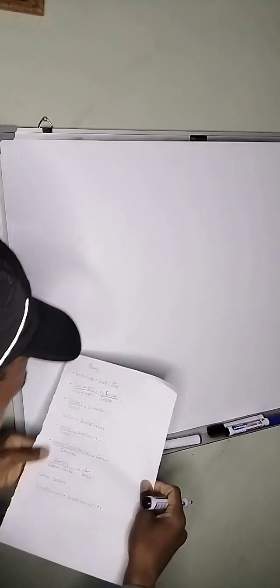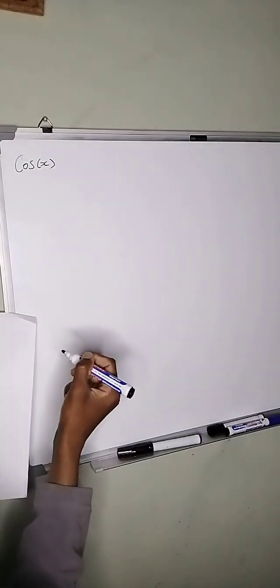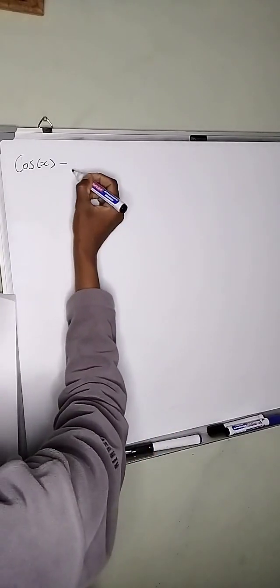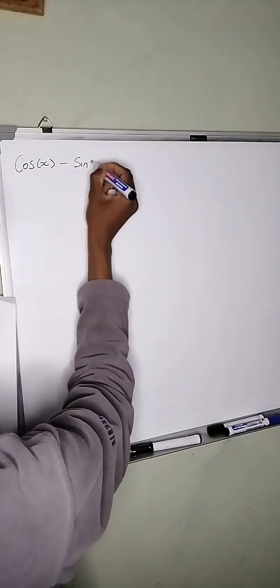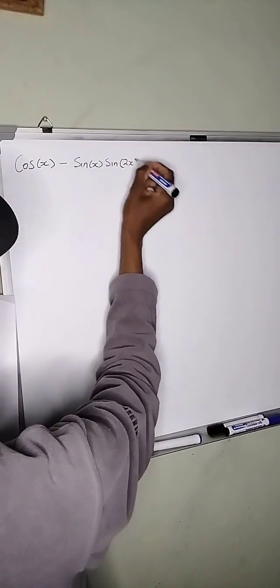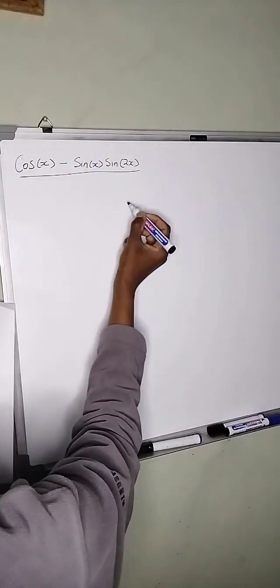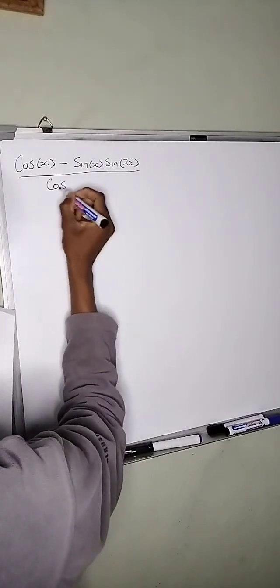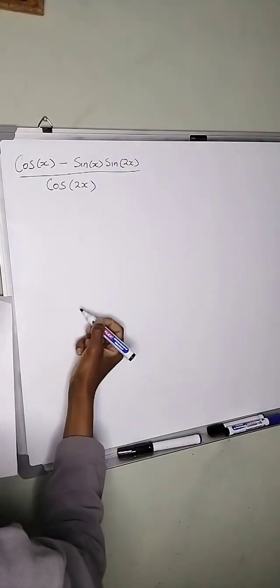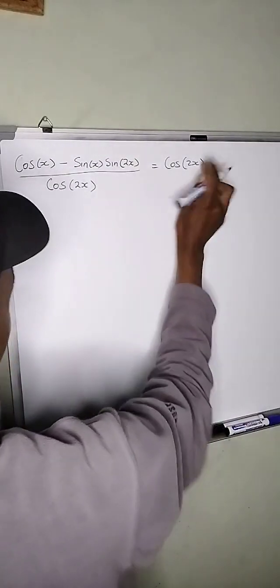So, what is it? Okay, let's do this one. Cos x minus sine x multiplied by sine 2x over cos 2x is going to be equal to cos x.